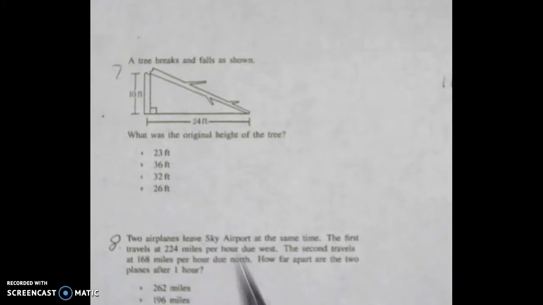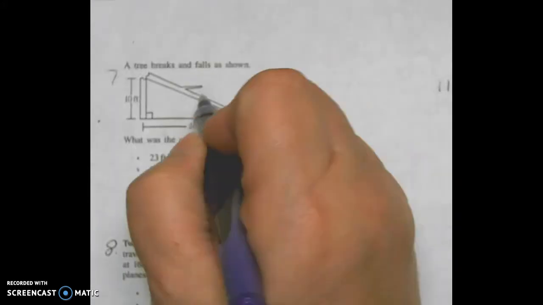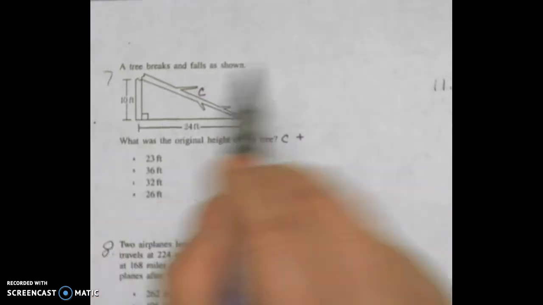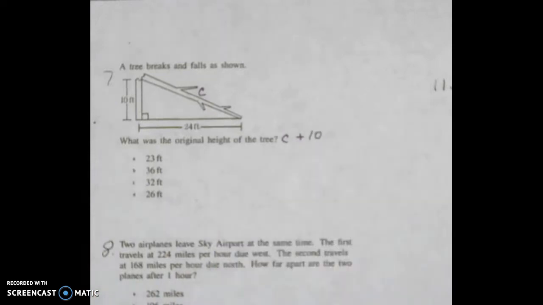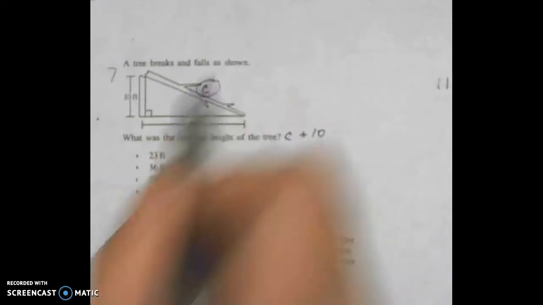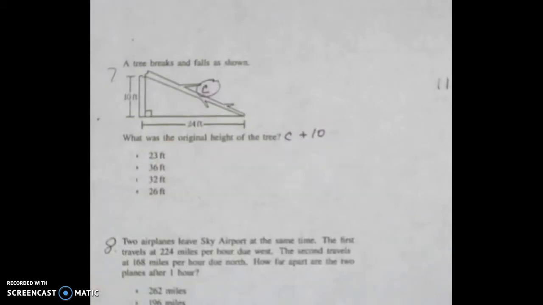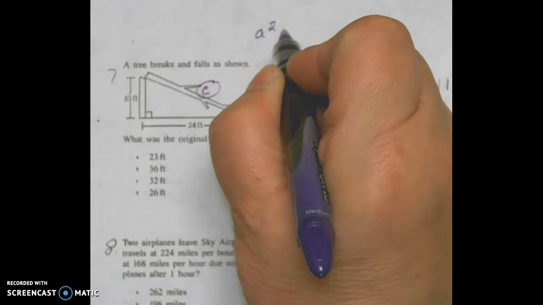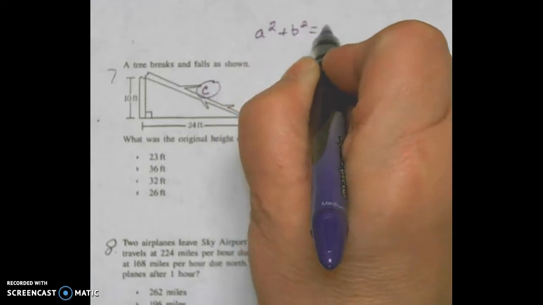When you're looking at this triangle, you notice that the hypotenuse, the part that's C, is the part of the tree that's fallen over. If you want the original height of the tree, you're going to have to find that value of C plus the part that's still in the ground, 10. So the original height of the tree will be the hypotenuse, that C, plus the 10 feet that's in the ground. So again, I'm looking for my C. I'm going to use my Pythagorean theorem of A squared plus B squared equals C squared.